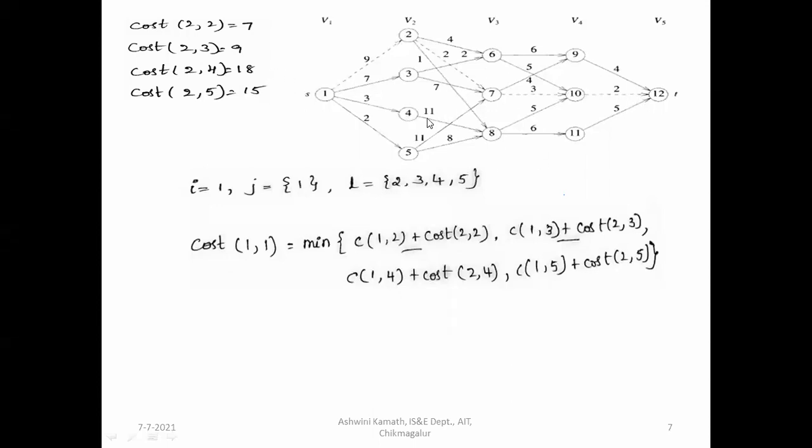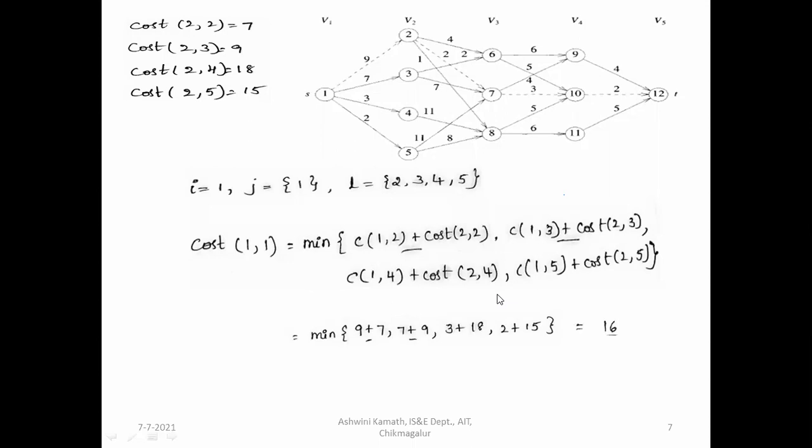From 5 to 12 we have got 15. Okay, we are going to use that. So C of 1, 2 is 9. 9 plus 7 is the first value. Then comma C of 1, 3: 1 to 3 it is 7. 7 plus 9 is the second value. And C of 1, 4 is 3. 3 plus 18, and C of 1, 5, it is 2 plus 15.